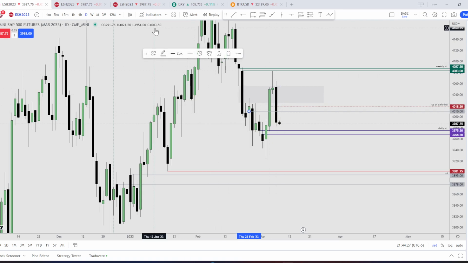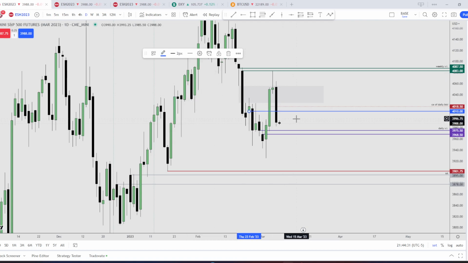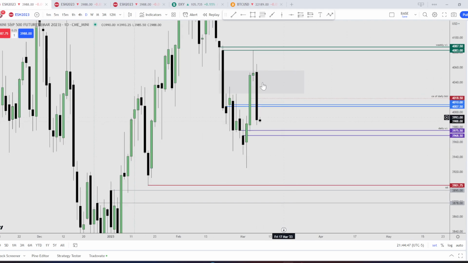Let's do blue on this, maybe a lighter one. So we have a volume imbalance right here. I like this to act as resistance. Preferably we do not trade above the consequent encroachment of this CB right here, but we could. Not to say we can't, but I prefer not to.